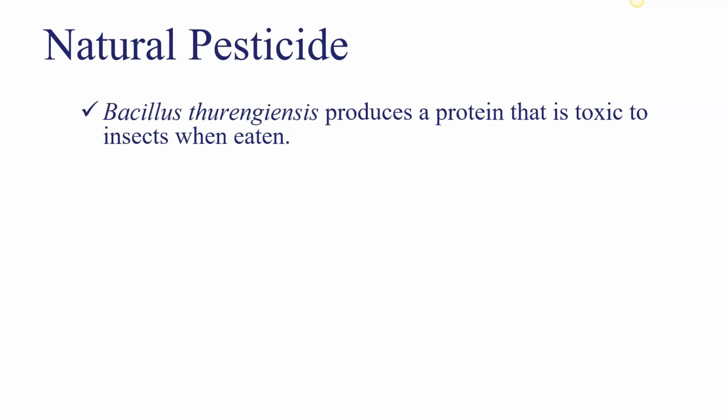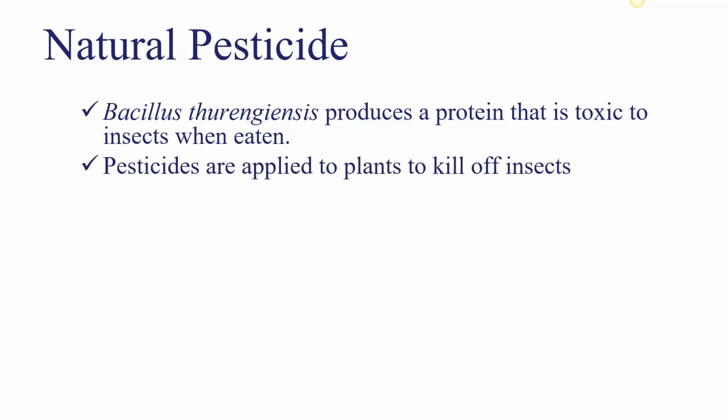This is of a natural pesticide. There is a bacterium called Bacillus thuringiensis that produces a protein that is toxic to insects when it is eaten. Bacillus thuringiensis occurs naturally in the soil. Pesticides, we know, are applied to plants to kill off insects. And when we do that, we know that pesticides can be damaging to the environment. We also know that they are toxic to people. Therefore, anything we can do to limit use would be good.